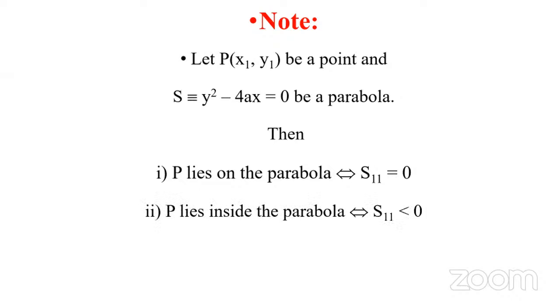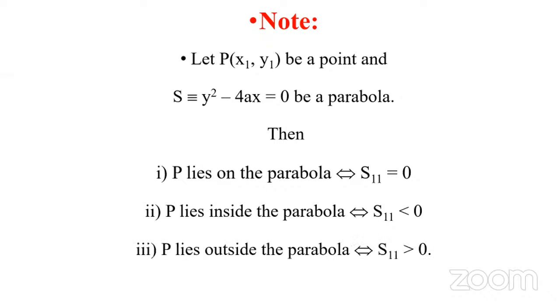If P lies inside the parabola, that is S11 is less than 0. If P lies outside of the parabola, then S11 is greater than 0, which means you just have to substitute the given point in the parabola equation. If you get 0, it lies on the parabola. If greater than 0, it is the exterior of the parabola. If less than 0, it is the interior of the parabola. That is the main concept.